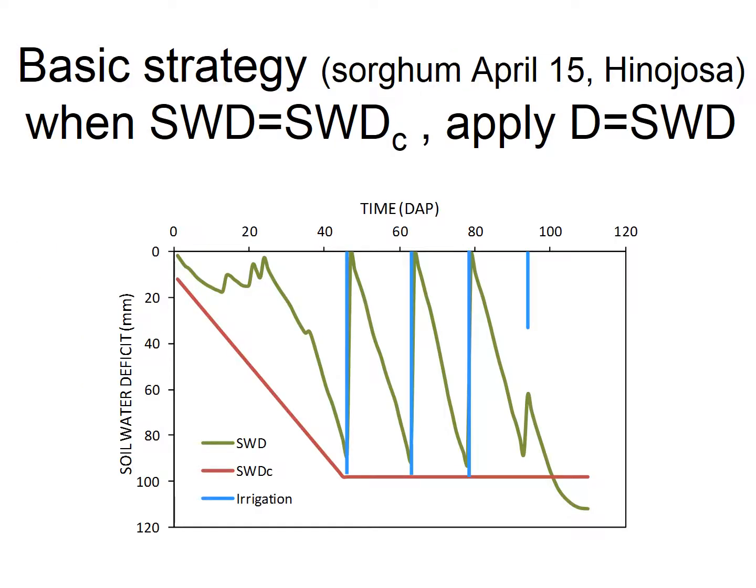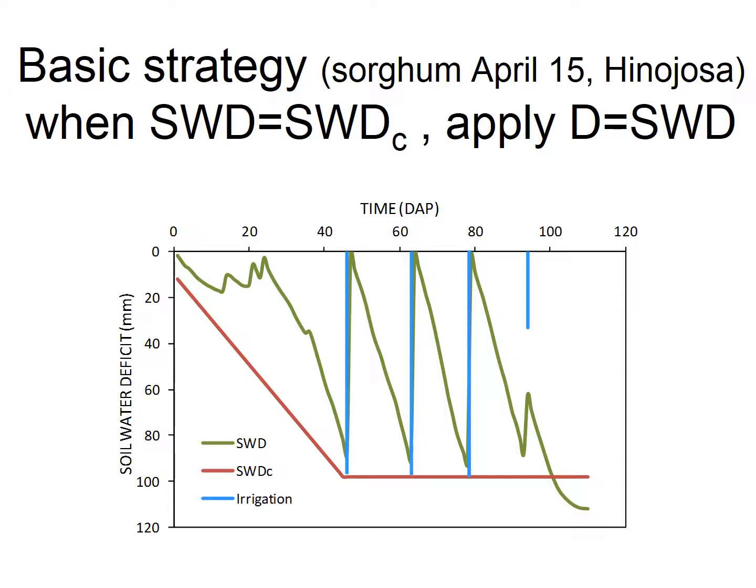In this graph, we show the water balance throughout the growing season for a sorghum crop grown in Hinojosa, sown on April the 15th, and we are following the basic strategy, which means applying irrigation when the soil water deficit equals the critical soil water deficit, and applying an amount equal to the soil water deficit at that moment.